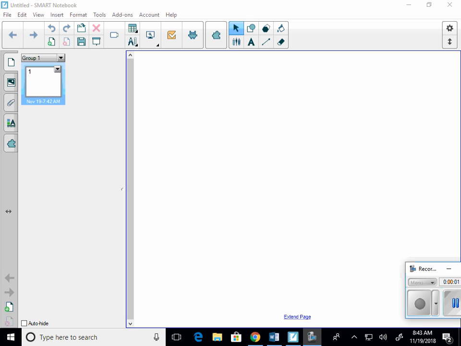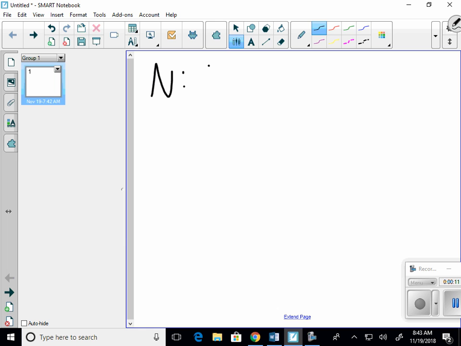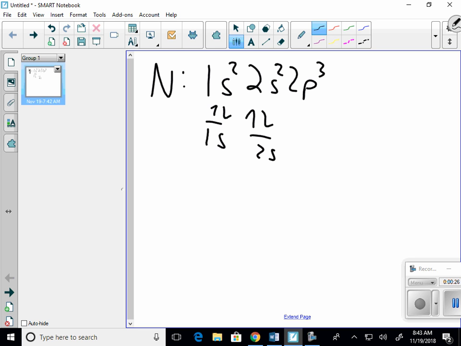You were introduced to different ways to represent electrons last unit. For example, again, nitrogen, we would write 1s2, 2s2, 2p3. We could have done that with up and down arrows, which is called orbital notation.